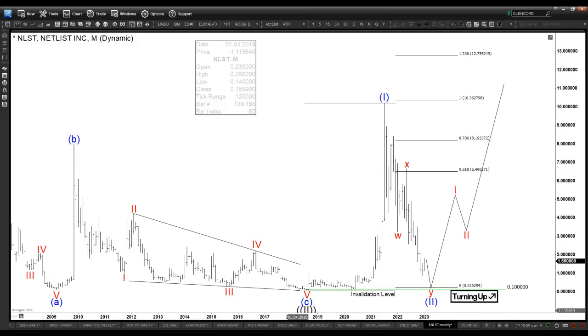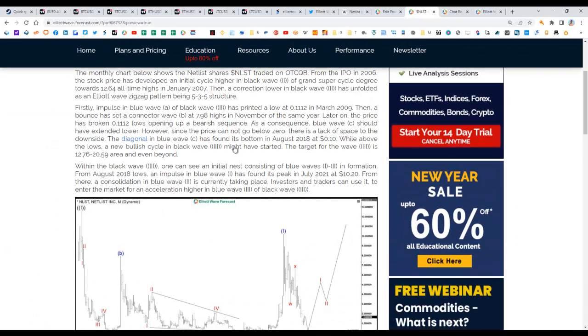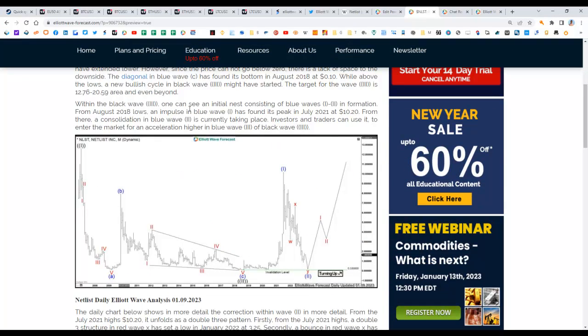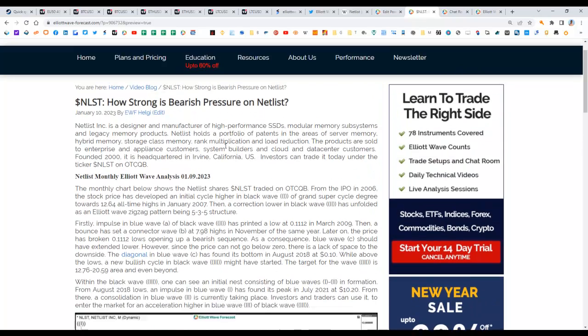In the blog, which is written here, you can see more data. I explain it again. You can read it black on white.